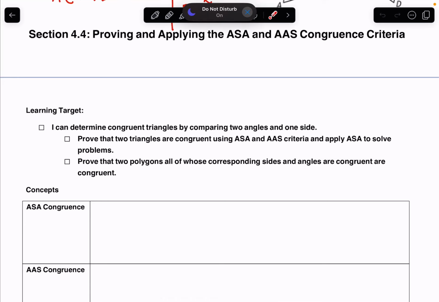All right, today we are going to continue learning about triangle congruence in section 4.4, where we are going to be applying the angle-side-angle and angle-angle-side congruence criteria. So adding two more triangle congruence theorems to our toolbox after we learned about side-side-side and side-angle-side already. And these work in very similar ways. This will be sort of the main four triangle congruence theorems that we will see this chapter.